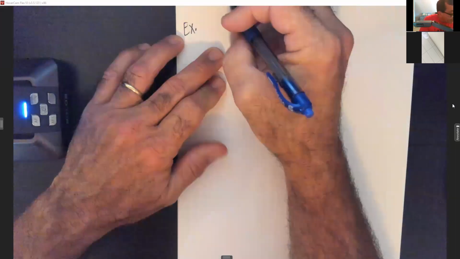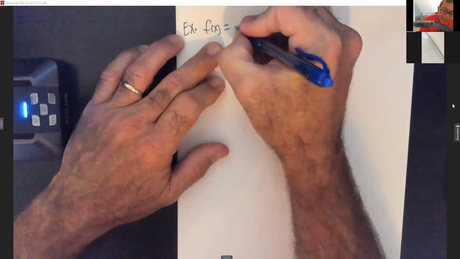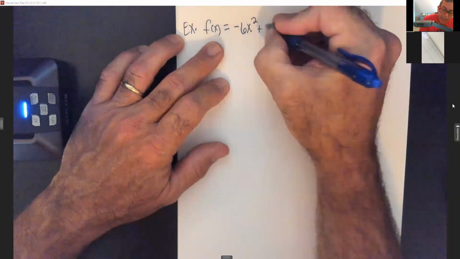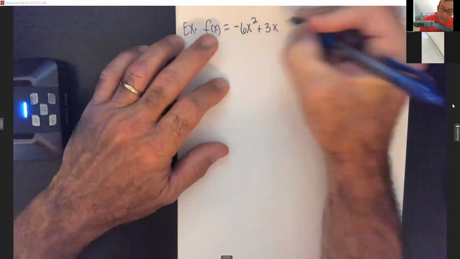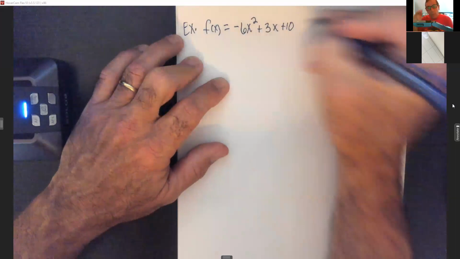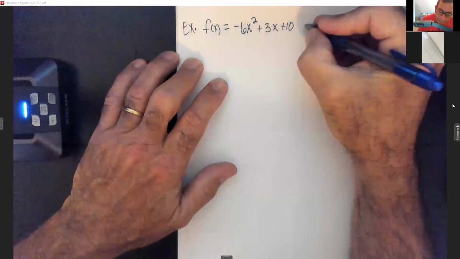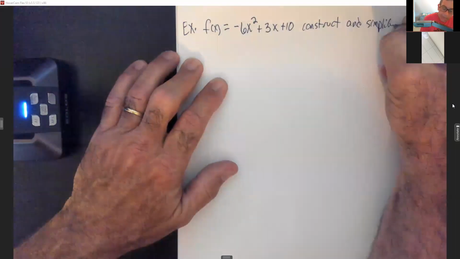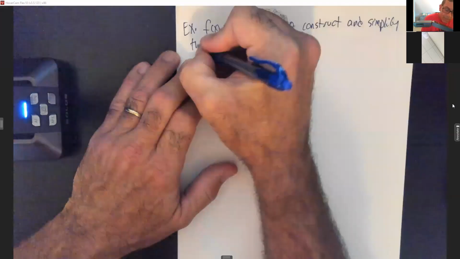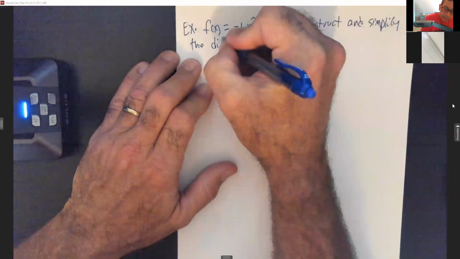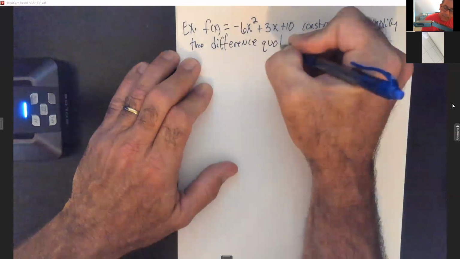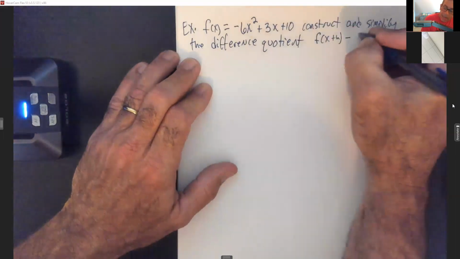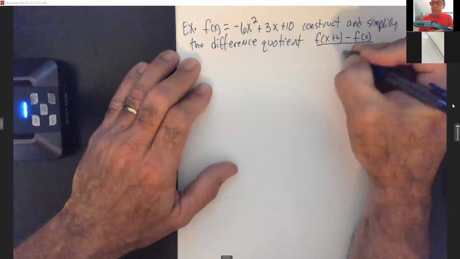F of x is going to equal -6x squared plus 3x plus 10. So once again, we're going to construct and simplify the difference quotient. f of x plus h minus f of x all over h.